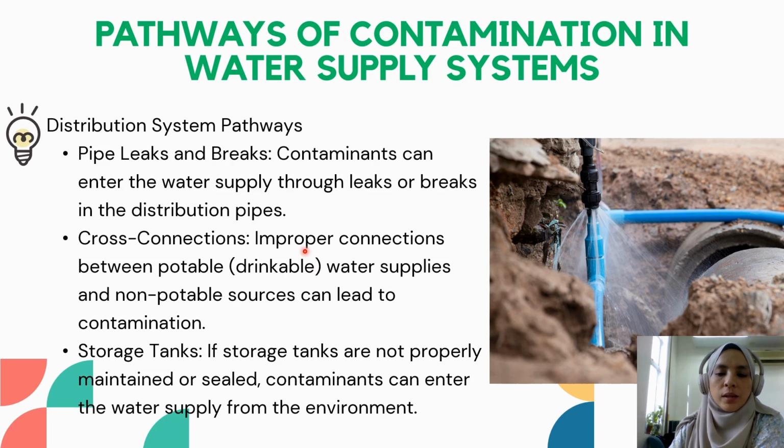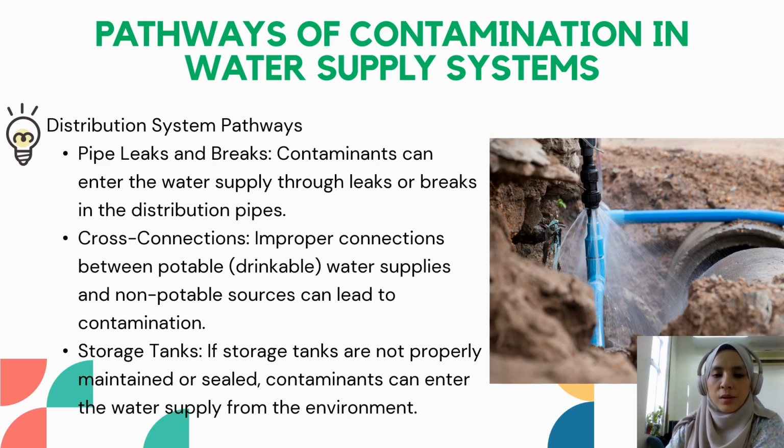Distribution system pathway, for example, pipe leaks and breaks, where contaminants can enter the water supply through leaks or breaks in the distribution pipes. Cross connections, where improper connections between potable drinking water supply and non-potable sources can lead also to contamination. Storage tanks, if not properly maintained or sealed, contaminants can enter the water supply from the environment.